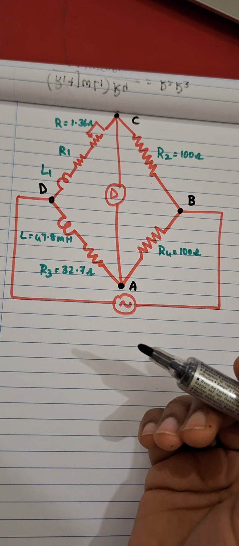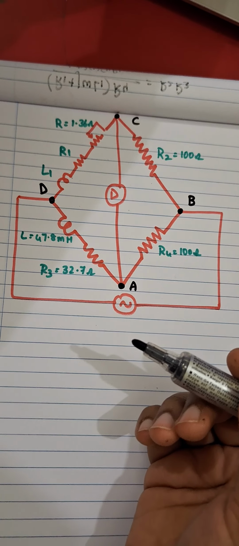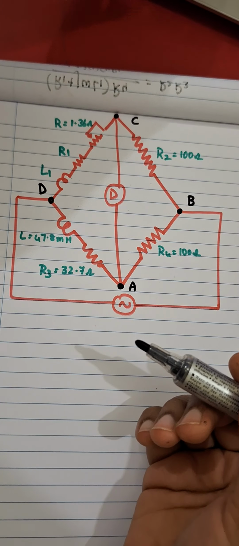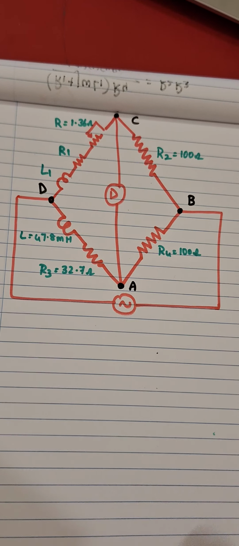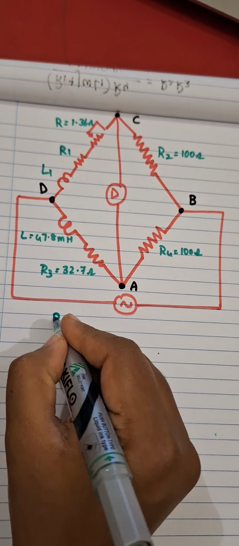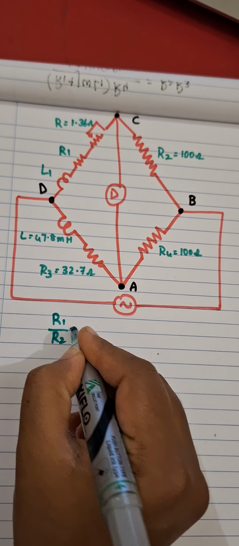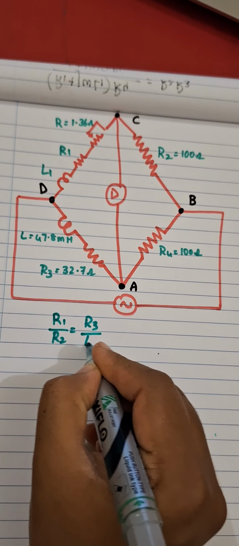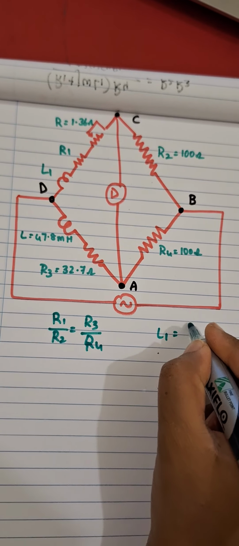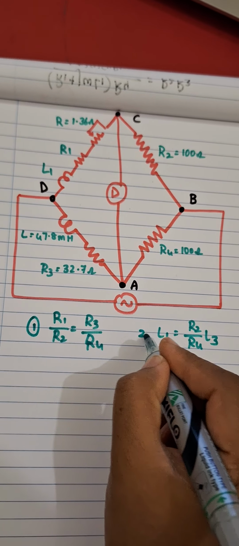Usually you should remember the formulas very easily without doing any derivations. So it's better you remember the formulas easily. But in case you forget, just do the derivation very fast and get the formulas. So what are our formulas? R1 by R2 is equal to R3 by R4. In the same way, L1 is equal to R2 by R4 into L3. So this is formula 1, this is formula 2.